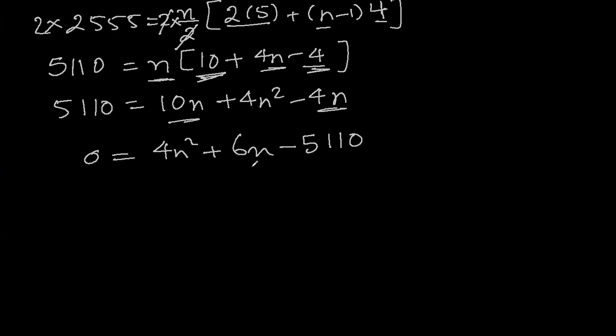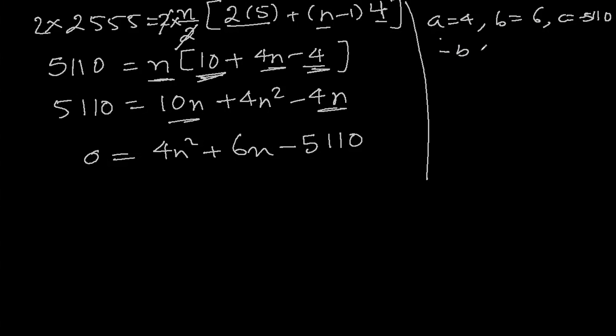quadratic equation. Obviously, it seems one of the n's will be negative, which we will not accept because n cannot be negative. And to find those solutions, we will use the quadratic formula. Quadratic formula is here: a is 4, b is 6, and c is minus 5110. The quadratic formula is minus b plus minus square root of b square minus 4ac over 2a.